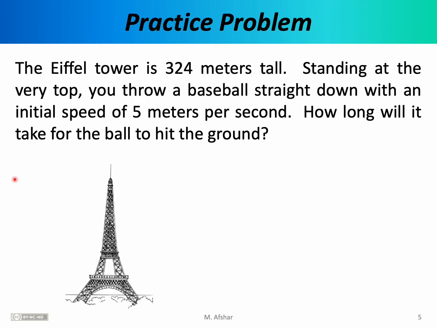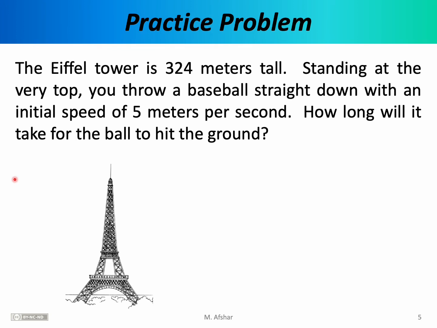Here's a practice problem involving free fall motion and the kinematic equations. The Eiffel Tower is 324 meters tall. Standing at the very top, you throw a baseball straight down with an initial speed of 5 meters per second. How long will it take for the ball to hit the ground?